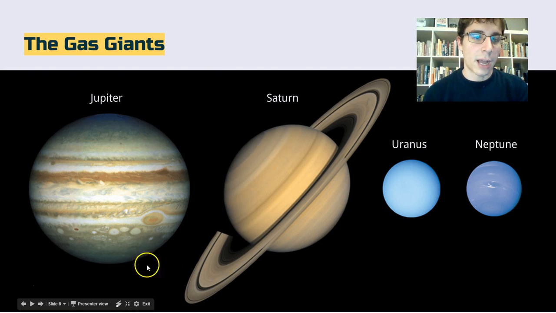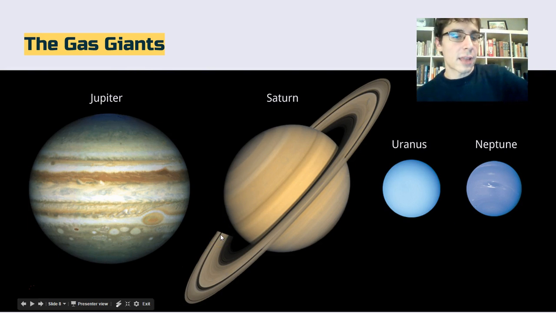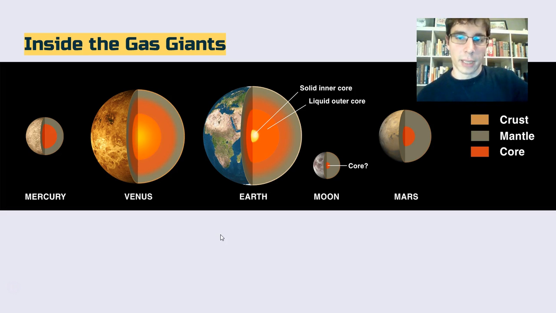And like I said, they're cloudy. You can definitely see that in Jupiter. And then Uranus and Neptune, not as much detail, but cloudy looking. And you can't stand on them. This is all gas on the surface. So this next slide, we're going to look inside the planets.